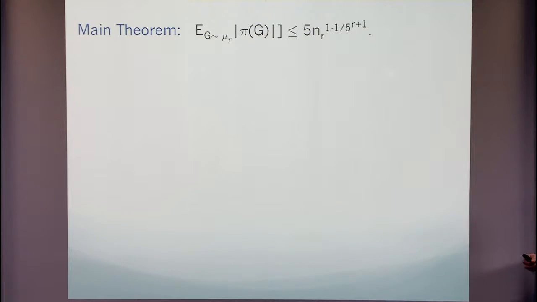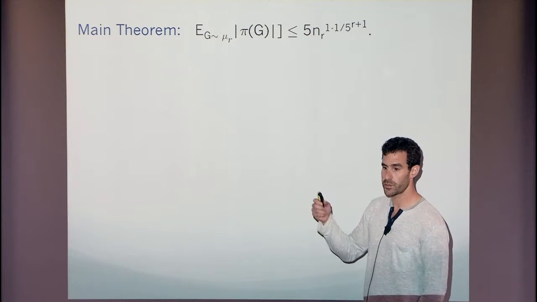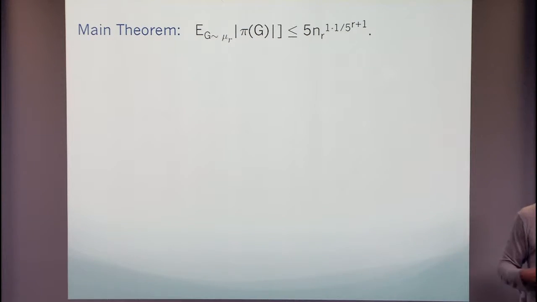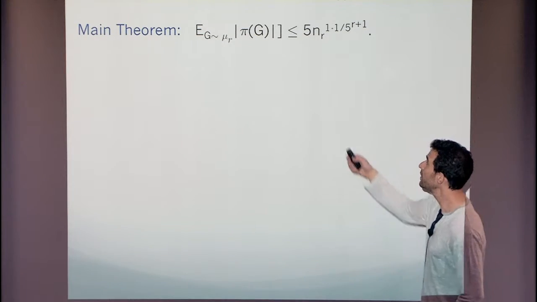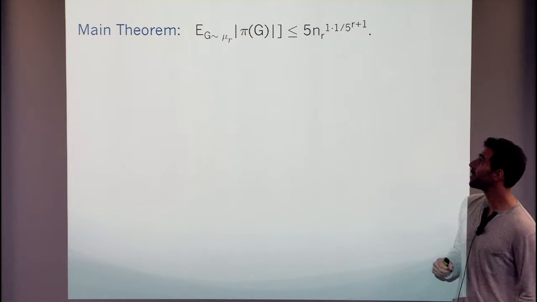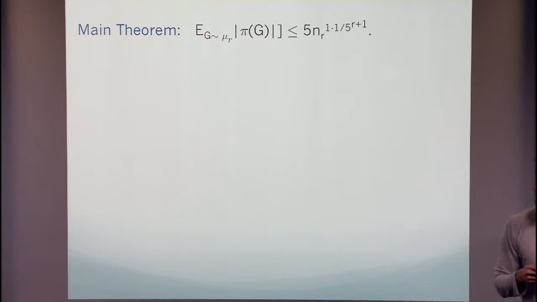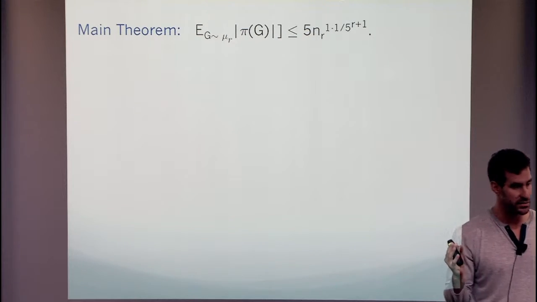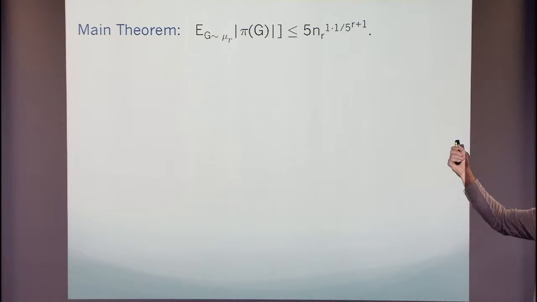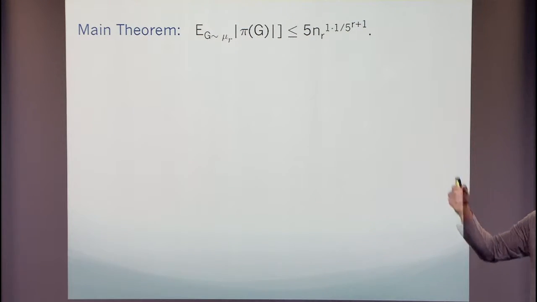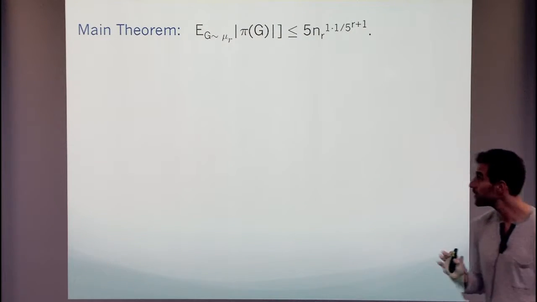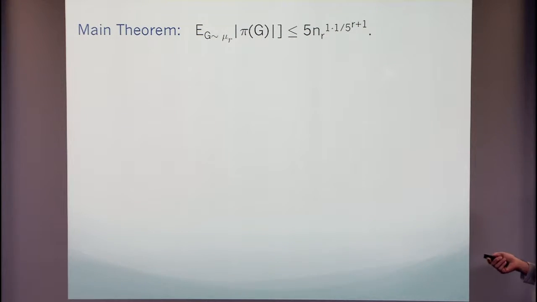So the main theorem we prove is that for any R, we prove this inductively, the expected matching size of any R-round protocol with polynomially small bandwidth is at most 5 N R to the power 1 minus 1 over 5 to the R, which implies our lower bound, right? Any graph has a matching of size R. This will imply an N to the 1 over 5 to the R lower bound. Right, so the way we do this is by induction on R.